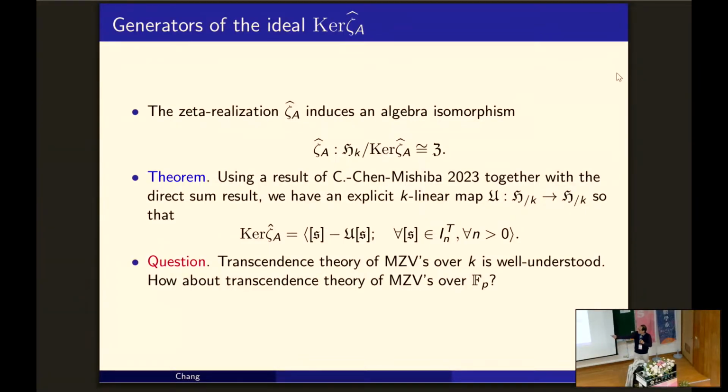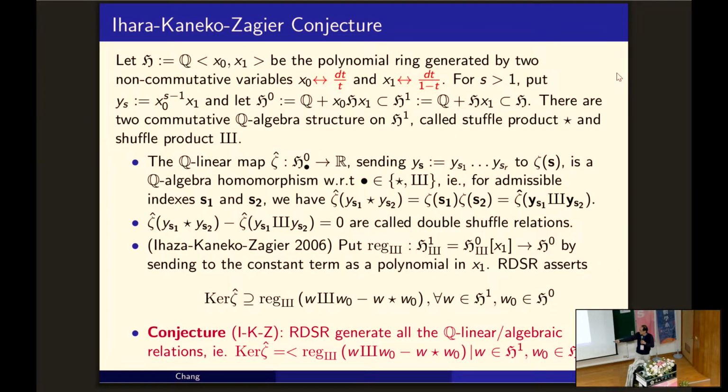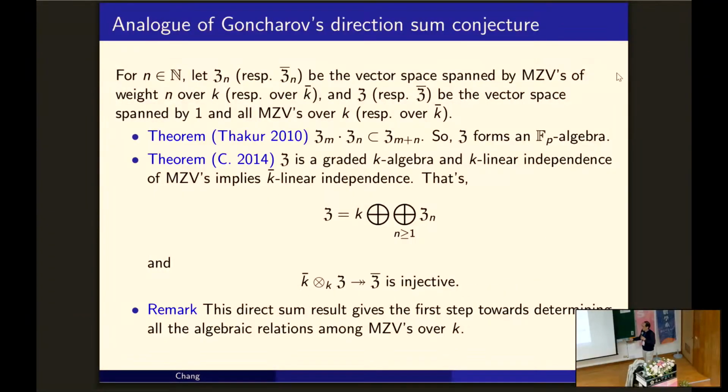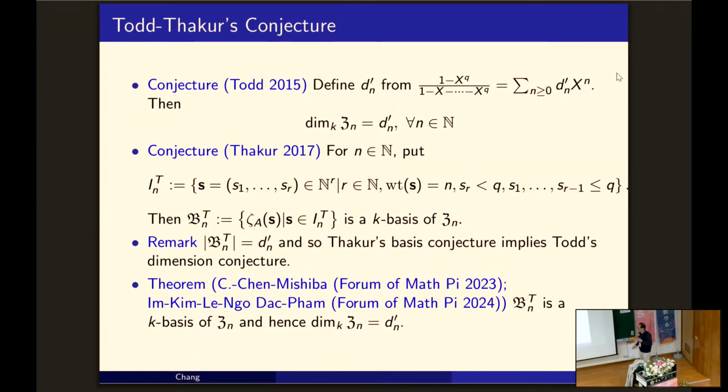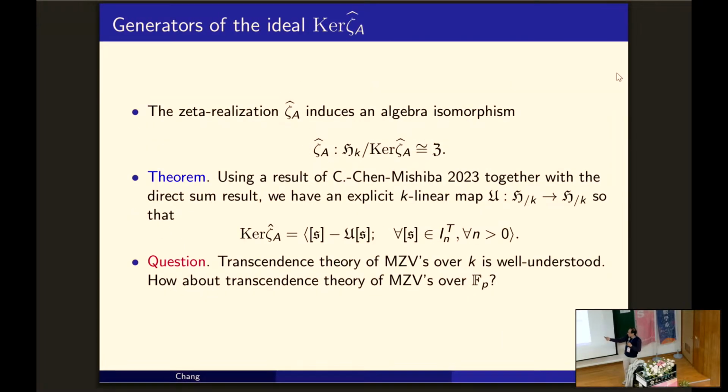Remember, in the classical case, the Ihara–Kaneko conjecture predicts how to characterize this kernel. This comes from the regularized double shuffle relation. But on the function field side, we did not have the double shuffle, so the best we can do is to characterize the kernel in this way. But to characterize the kernel, we have to say that this is an associated algebra.